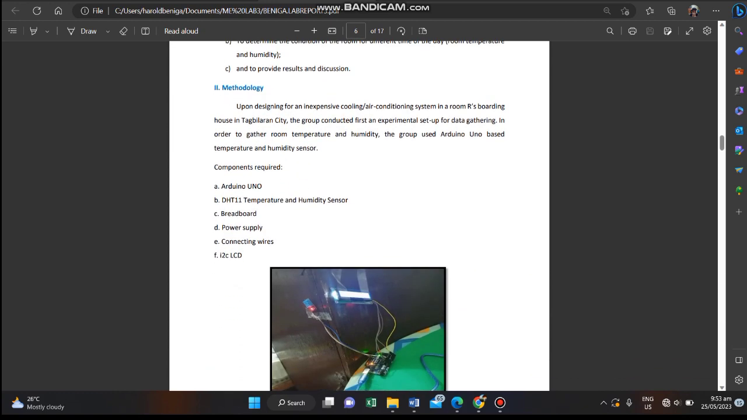So we have here the methodology. Upon designing an inexpensive cooling or air conditioning system in a room at our boarding house in Tagbilaran City, the group first conducted an experimental setup for data gathering. In order to gather room temperature and humidity, the group used an Arduino Uno based temperature and humidity sensor.